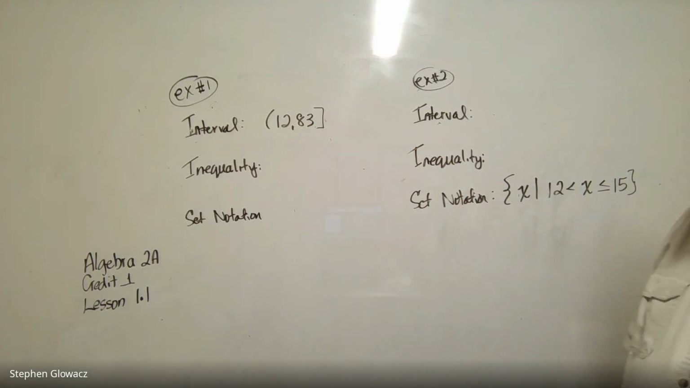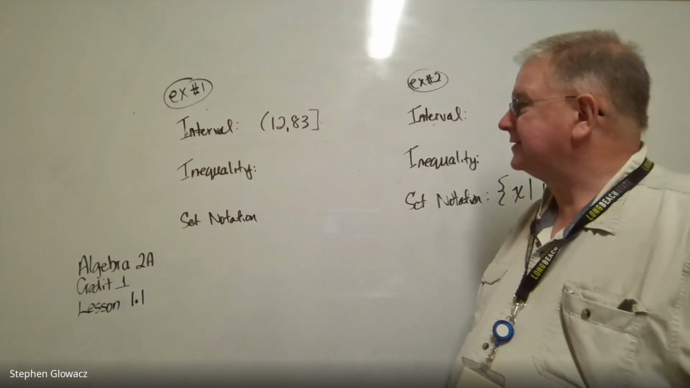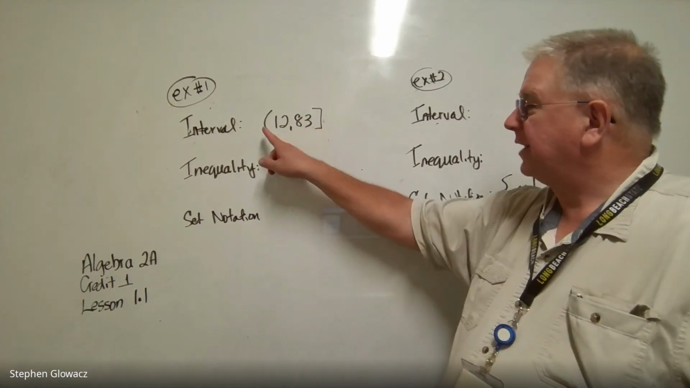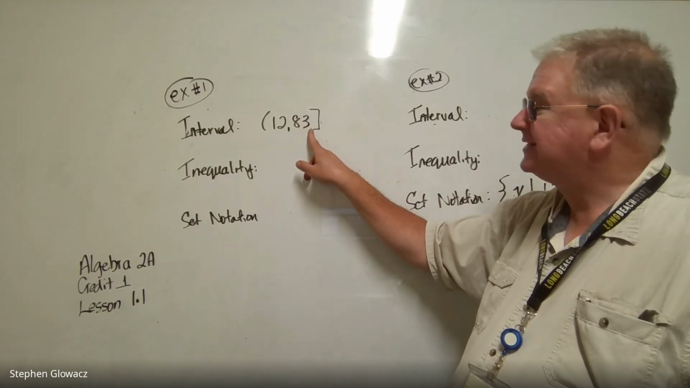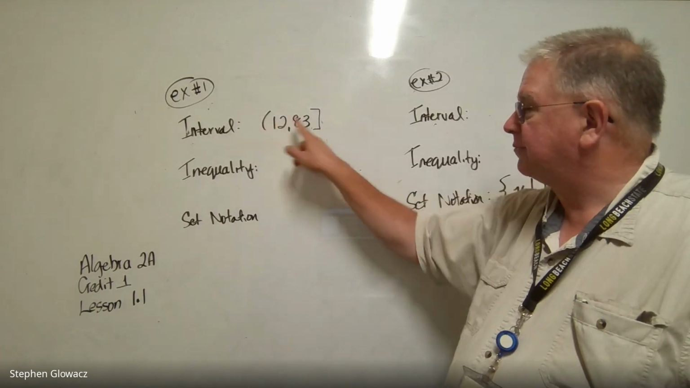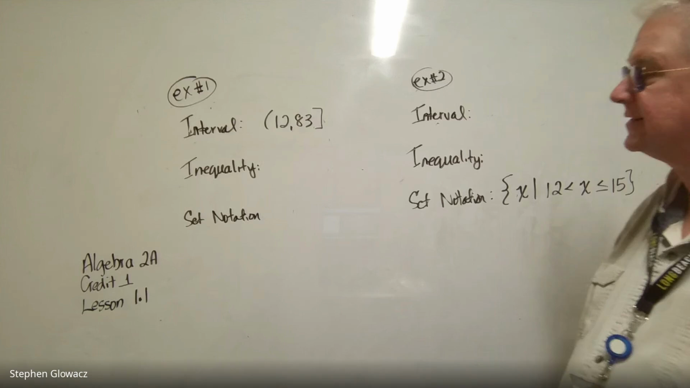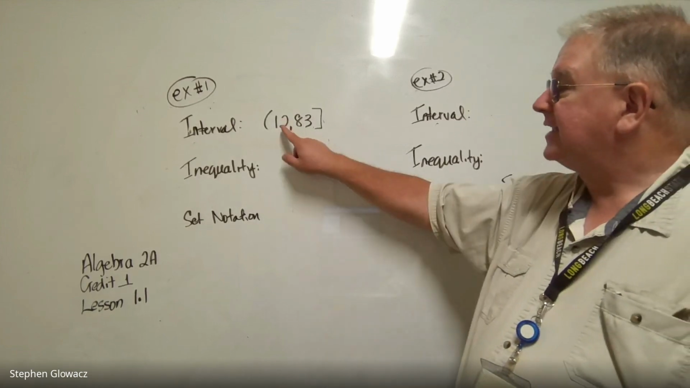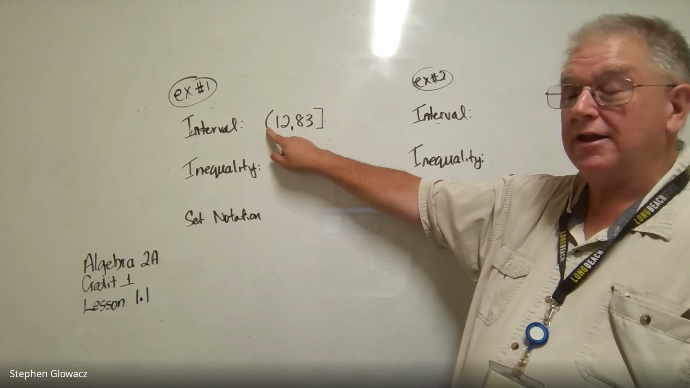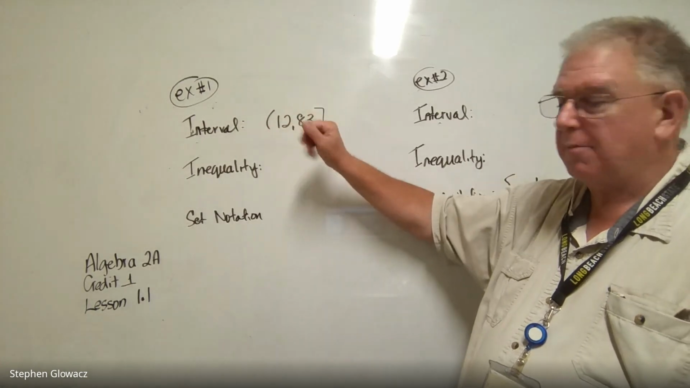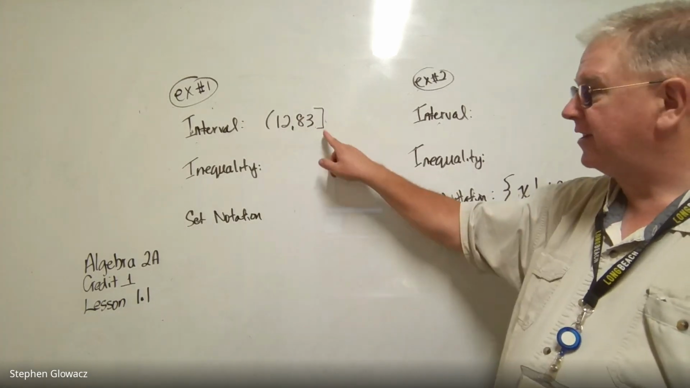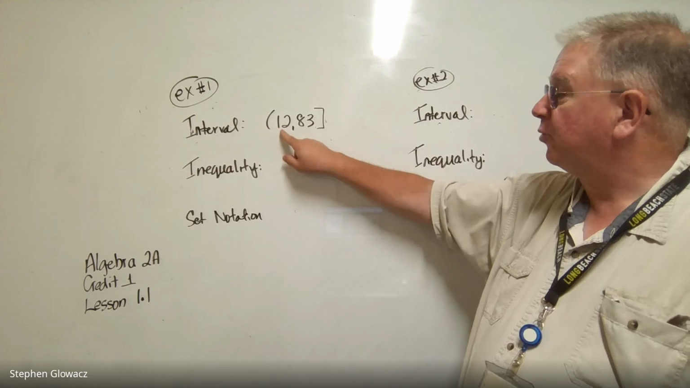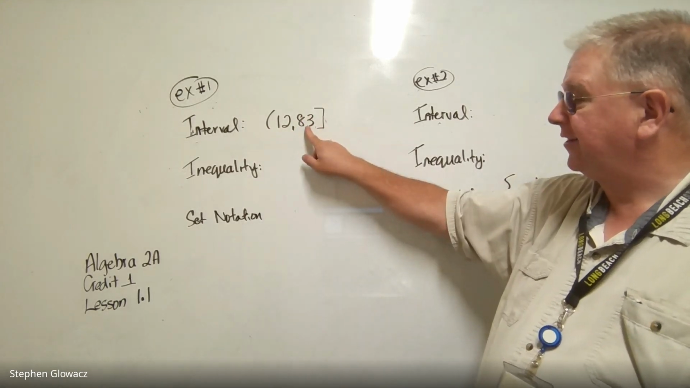Now the way this is written, it might look like this is written incorrectly because you have a parentheses here and a bracket over here, but there is significance to whether it is a parentheses or a bracket. A parentheses means we're not including that number, and we'll show you how to represent that, where the bracket means we are including that number. So not including 12, but including 83.